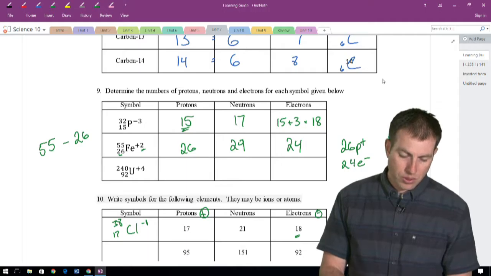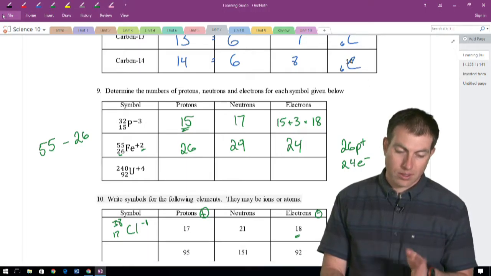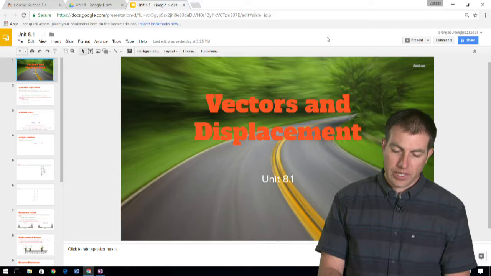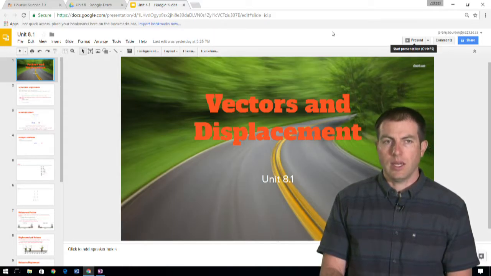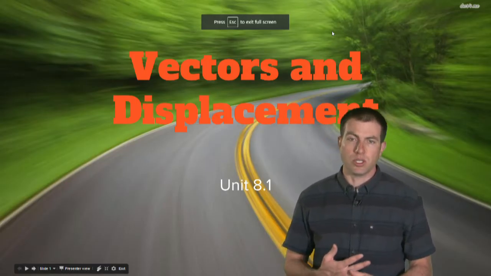Sold. All right, we're going to move on to what we will call the physics unit. Technically, Unit 7 was physics, but it kind of looks like chemistry. Unit 8 is vectors and displacement. Basically, this is called kinematics. It's the study of motion.